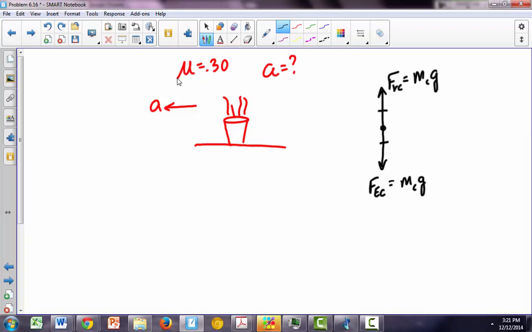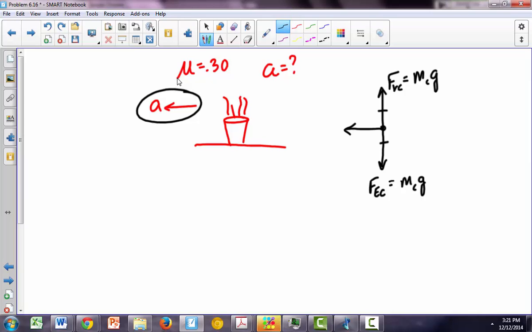Now, somehow, if this thing is accelerating in this direction with the car, you actually have to have a force in that direction. What is the force that causes this thing to accelerate? Well, this is a case where friction is actually in the direction of motion. The static friction is going to pull this thing along.